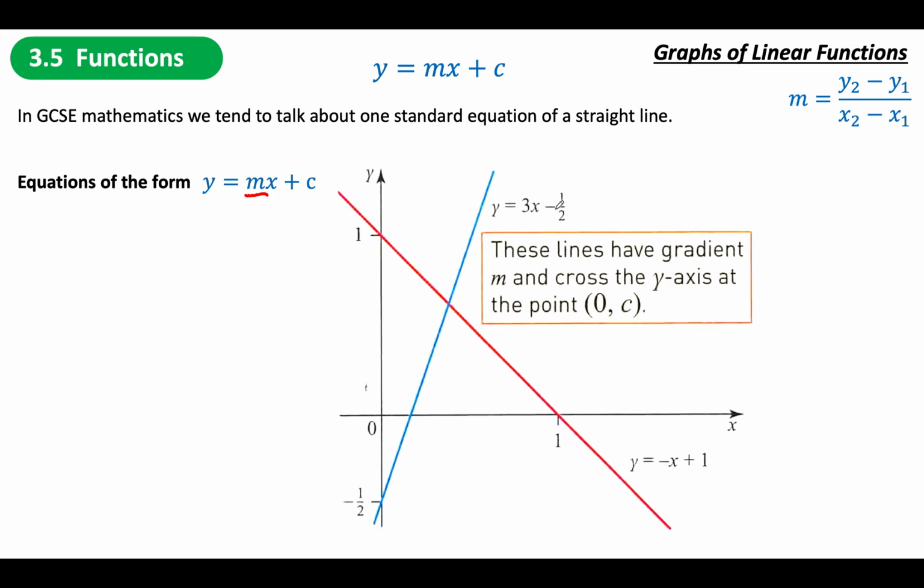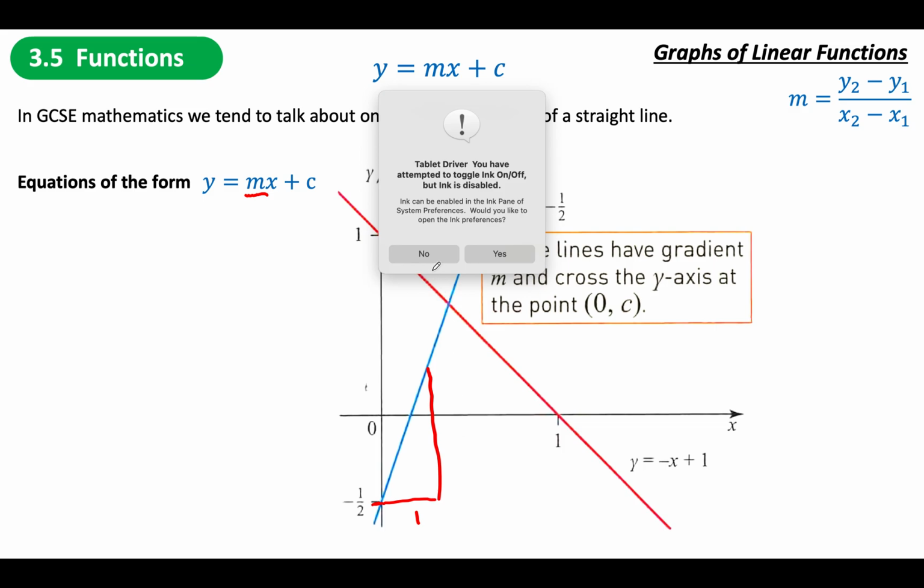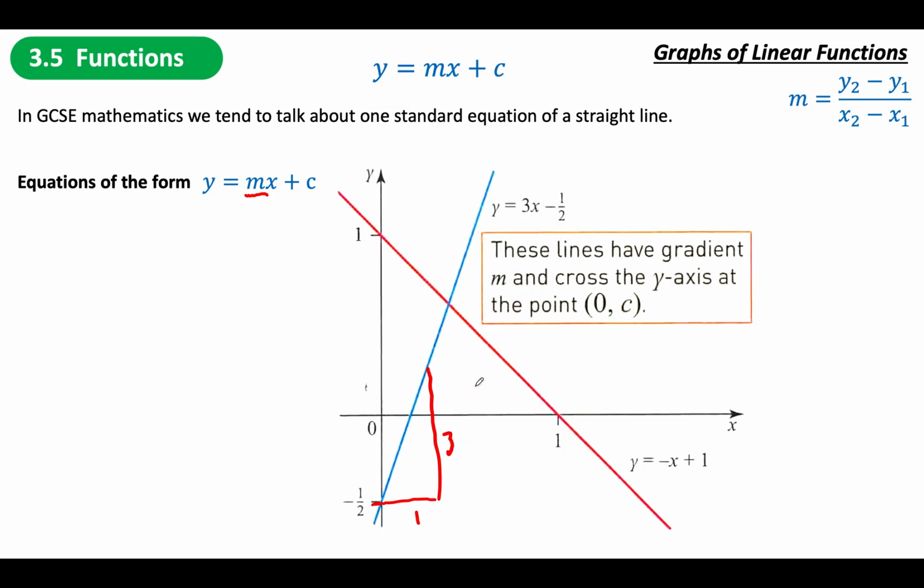And it also has a y-intercept. So this y-intercept is -0.5. It cuts through the y-axis at -0.5. And if I went along 1, we would be going up 3.